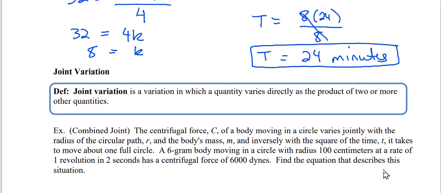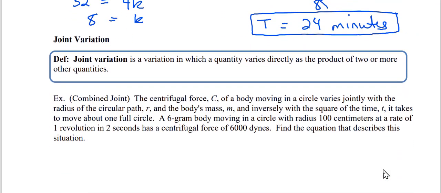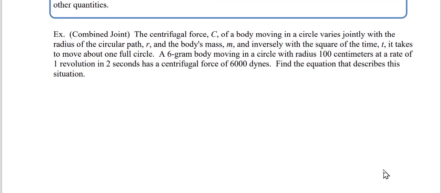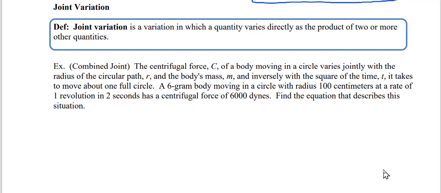The last type of variation is joint variation. And that is where you have a quantity varying directly as the product of 2 or more other quantities. So we are looking at, again, multiple variables involved here. This example that we're going to look at is actually combined joint, but it doesn't matter. We just have to be really careful to read along with exactly what it says and put things in the appropriate places.